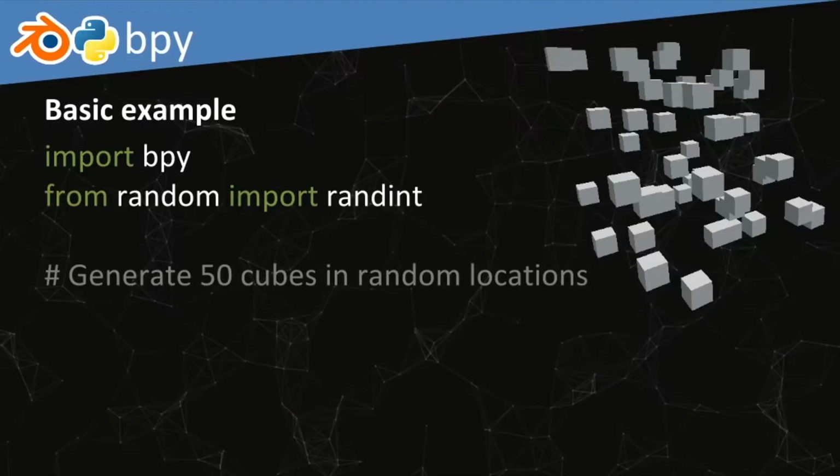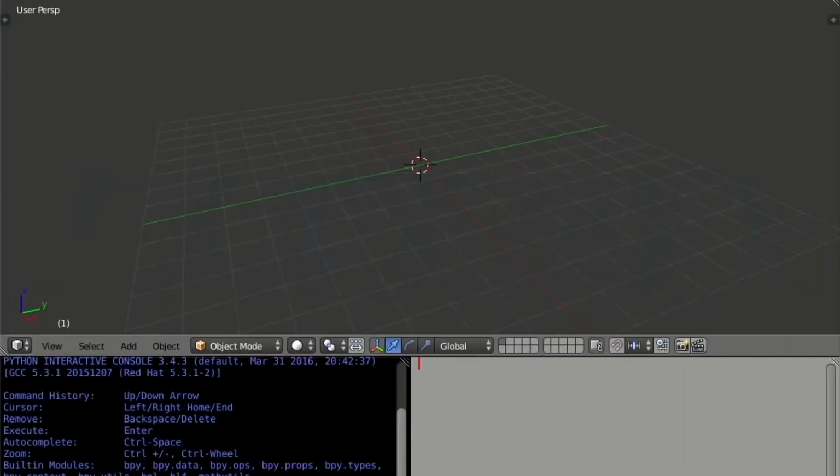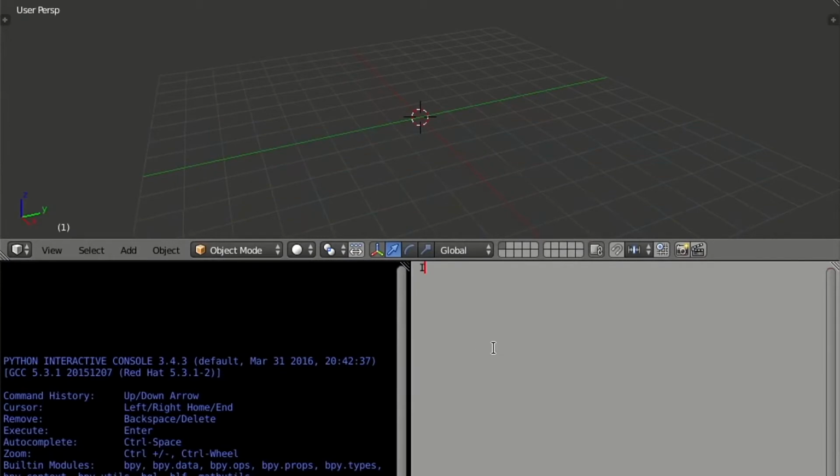Then we want to generate just 50 cubes in random locations. Of course, we're going to iterate over 50 instances with a range function, and then we're calling an operator. So here I'm going to just jump into Blender, and I want to show you how it works here within Blender. So I'm just going to really quick copy the same commands. Oops, don't want to be in caps lock.